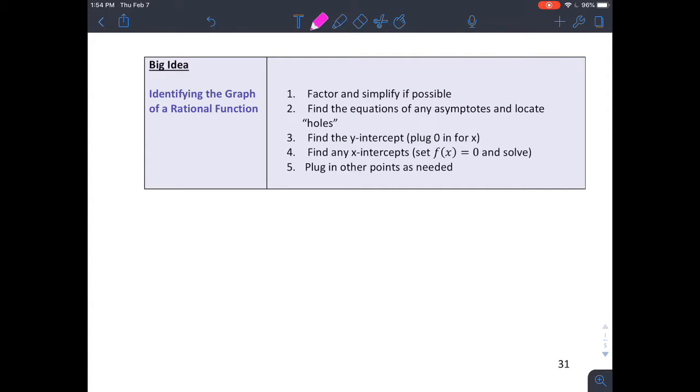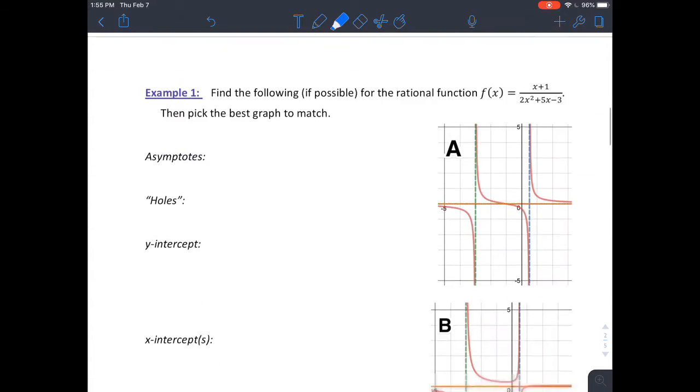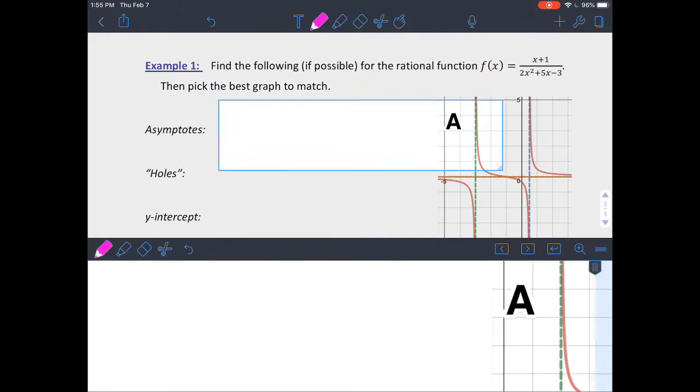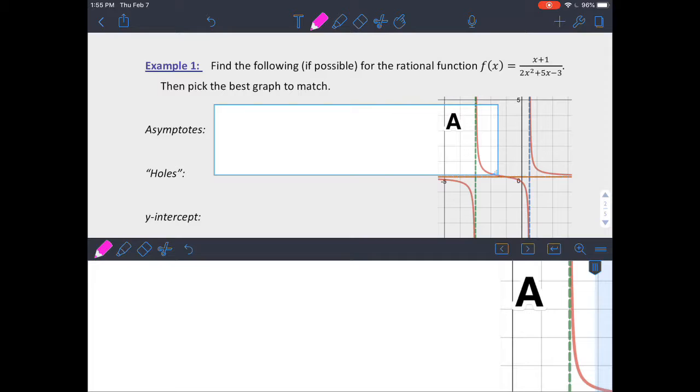All right, so steps to identifying the graph of a rational function. You can factor and simplify if possible to identify if you might have any holes instead of asymptotes, and then just kind of find x, y intercepts. We'll do some. All right, so this is the one from the warm-up. So the asymptotes, I won't explain how to find them again, but they're still the same asymptotes.